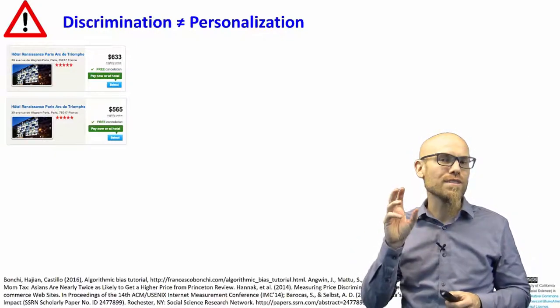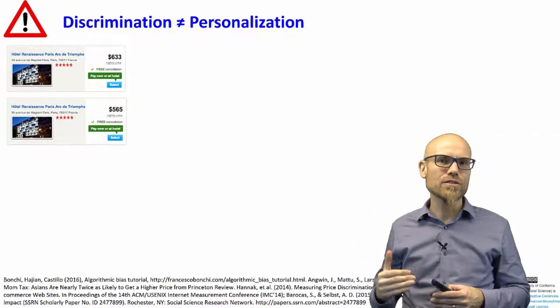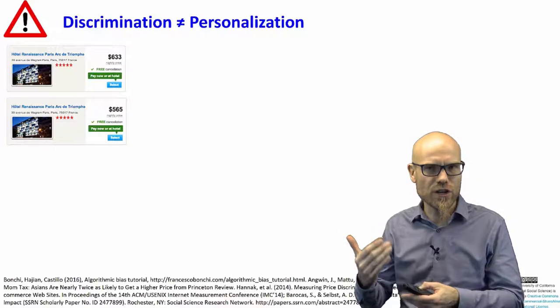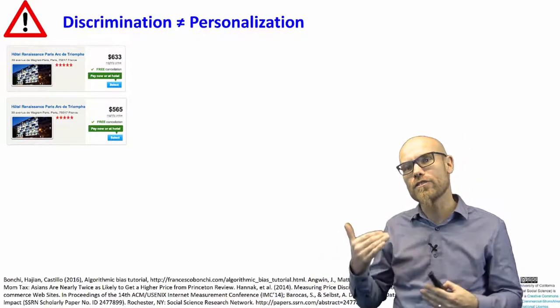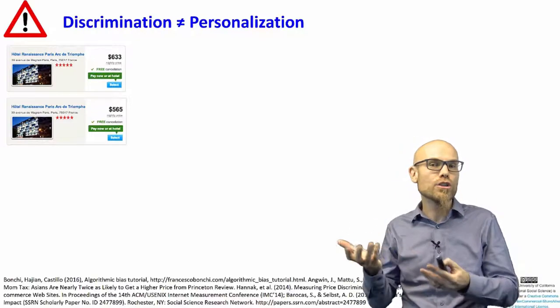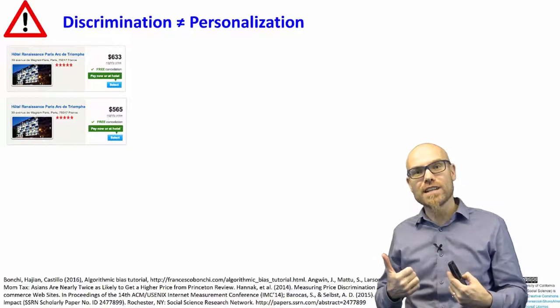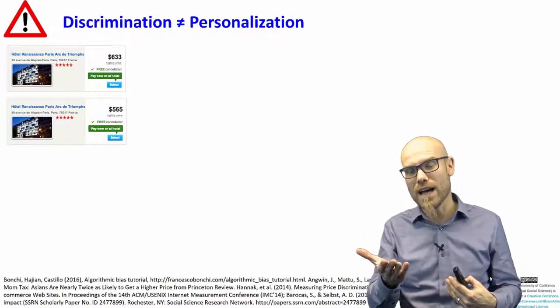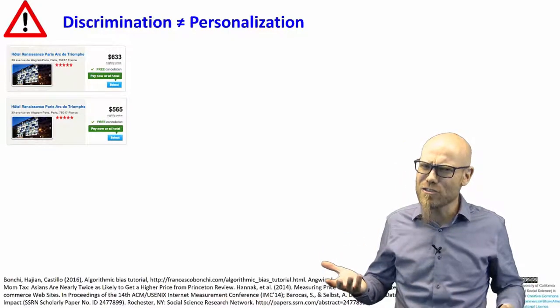Often it's also more subtle. It's not that the prices are really different, it's just the order is different. So they would recommend me a different hotel than they would recommend to you, than they would recommend to another person. So the order of hotels is different, which is because of personalization. Okay, so personalization, yes. They know the kinds of hotels I want. They know the kinds of hotels you like from content-based and collaborative filtering. But it feels like discrimination as well.